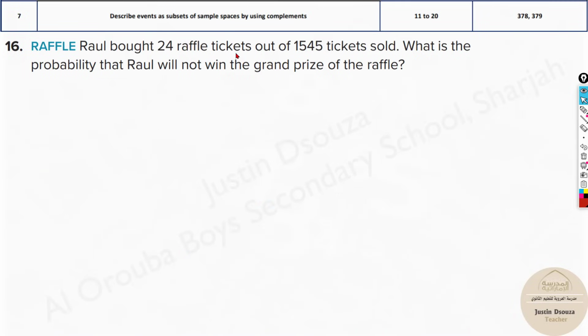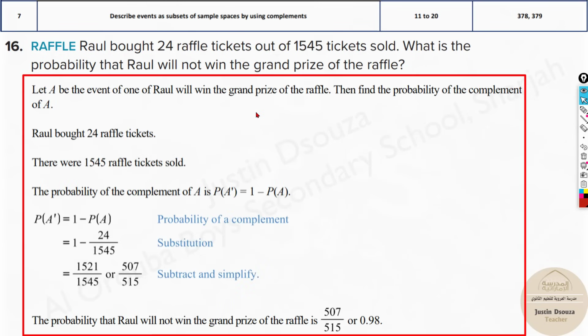Roll bought 24 raffle tickets out of 1,545 tickets sold. So he has bought 24 out of so many. What is the probability that he won't win? He won't win is 1 minus 24 by 1545.